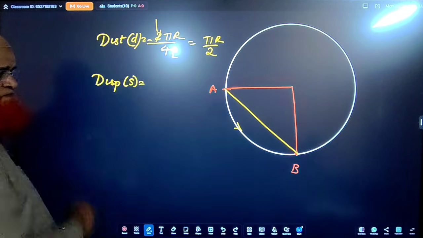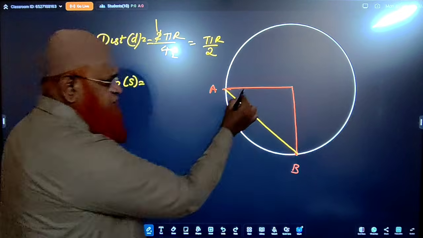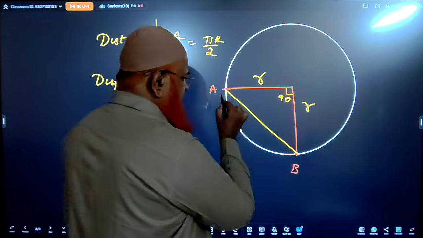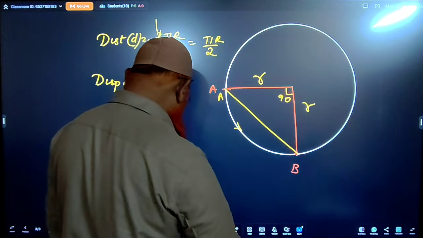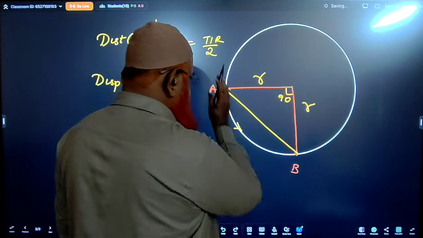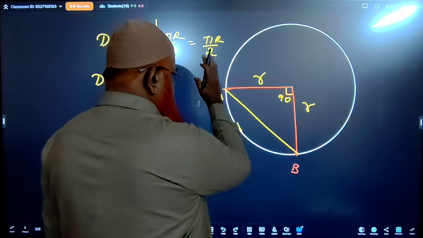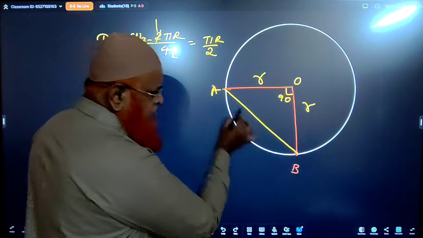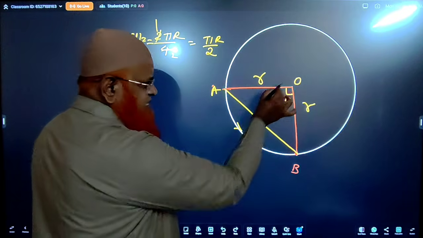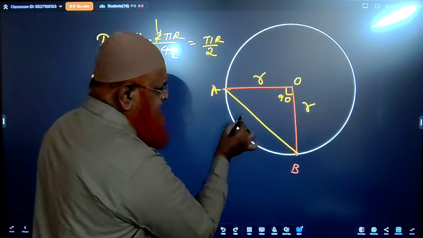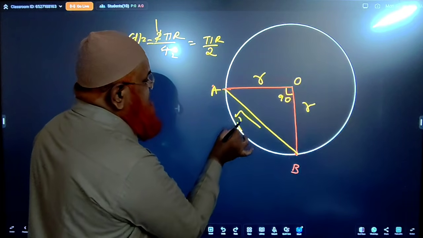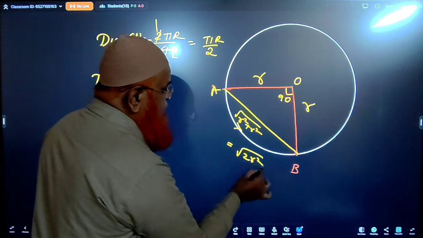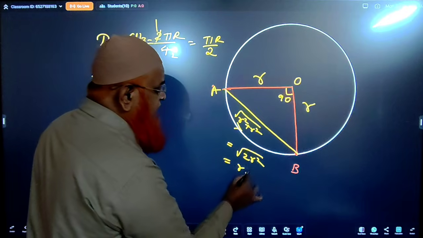Then what is going to be the displacement here? This is going to be the radius, this is also the radius, and this angle is 90 degrees. For example, this is A, this is O, and this is B. So this is going to be the hypotenuse, and these are the two sides. Both sides are the same. For the hypotenuse, applying Pythagoras, r square plus r square is nothing but 2r square. R comes outside, so it is r root 2.